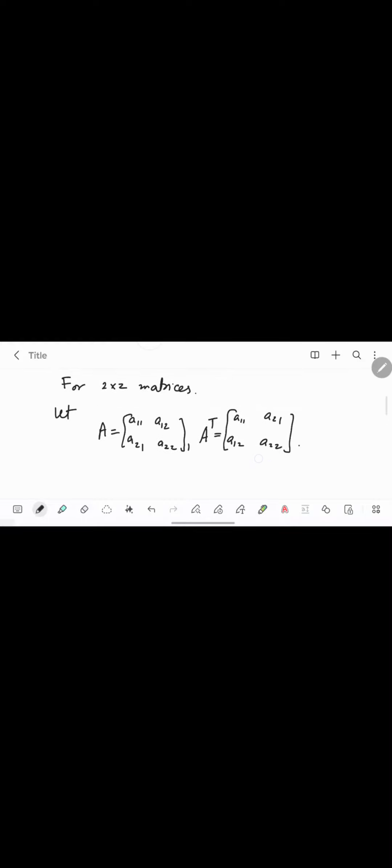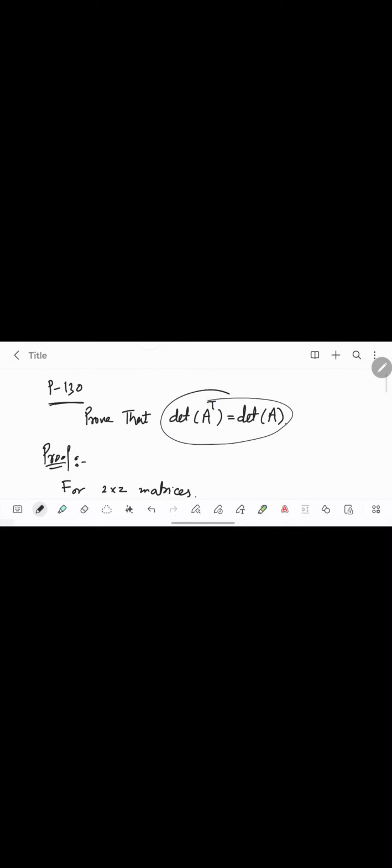Since this is A, we need A transpose also. Since this is the first row, I will make it the first column: A11, A12. This is the second row, I will make it the second column: A21 and A22. I have to prove that the determinant of this and the determinant of this are the same, because this is A and this is A transpose. This is what the claim is.